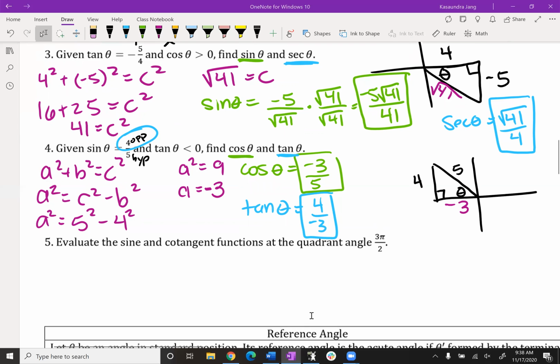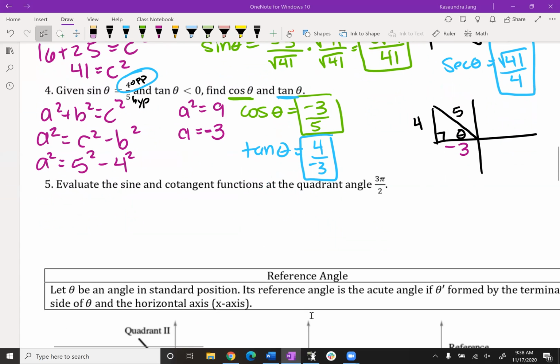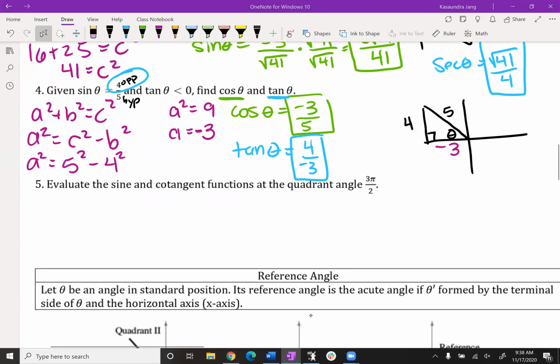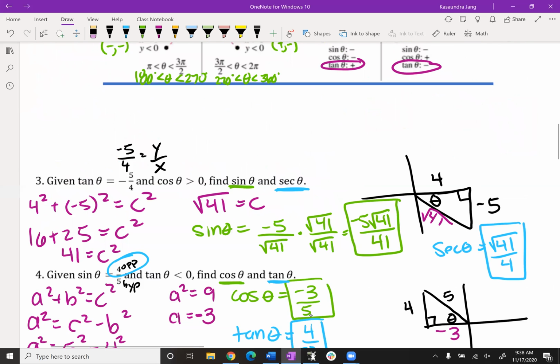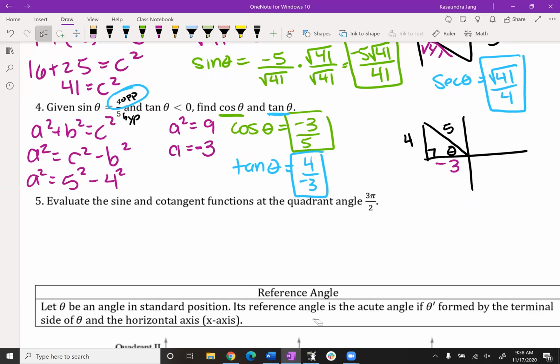Let's look at number 5. Evaluate the sine and cotangent functions at the quadrant angle 3 pi halves. So quadrant angle, as in 3 pi halves. Look at this. 3 pi halves is right on my y-axis. It's like a negative y value down there. They want the sine and cotangent functions at that. I'm going to use the unit circle for this.